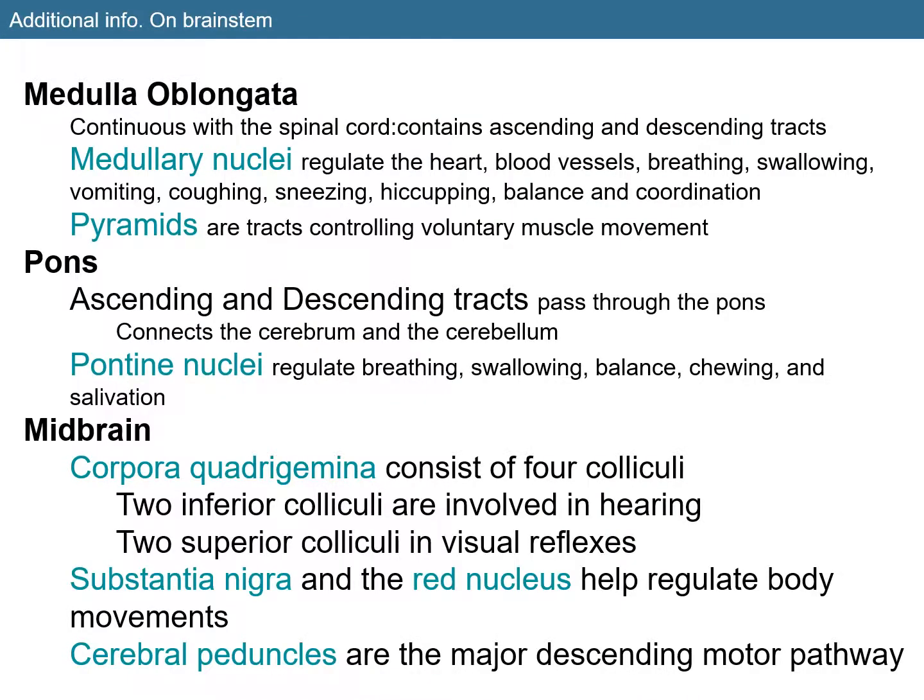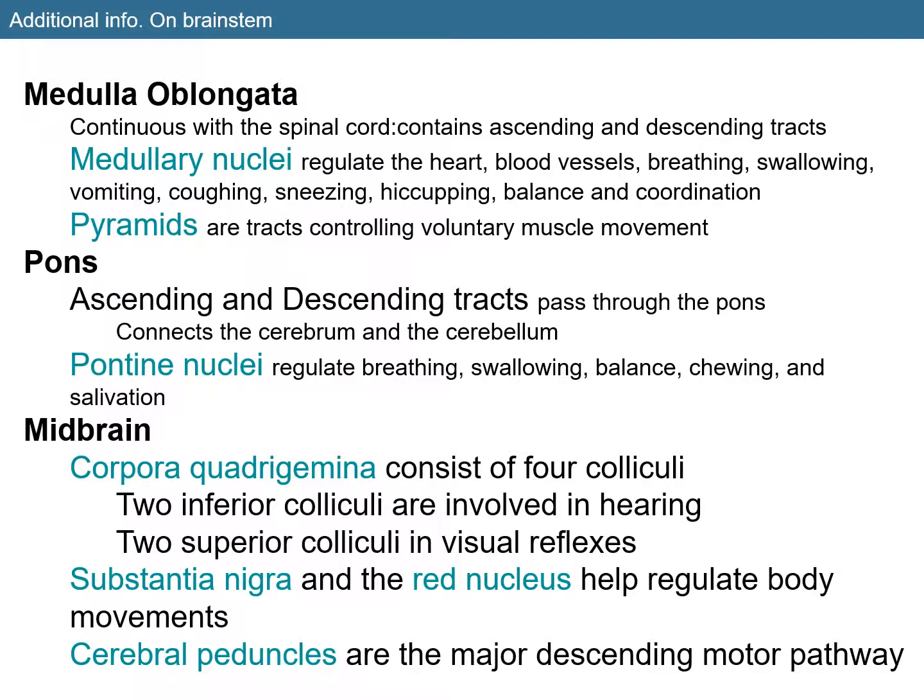It's important to note that the medulla oblongata has a continuous alignment with the spinal cord, and it contains both ascending information from the spinal cord and descending tracts. The ascending are typically sensory information, the descending are motor function.